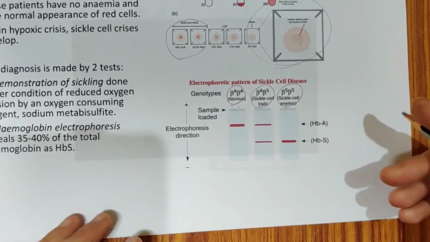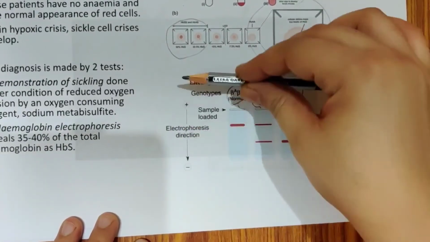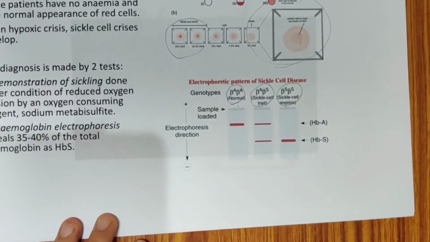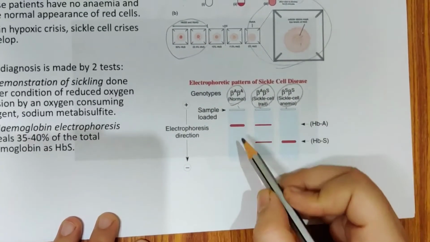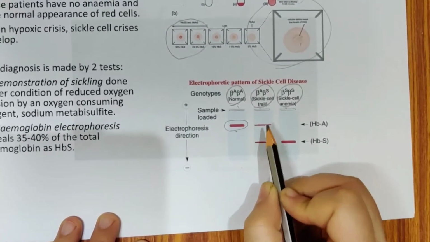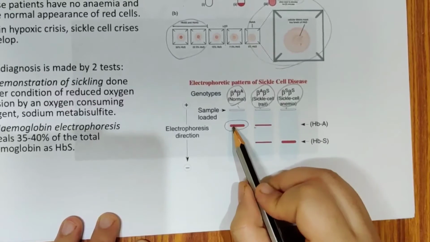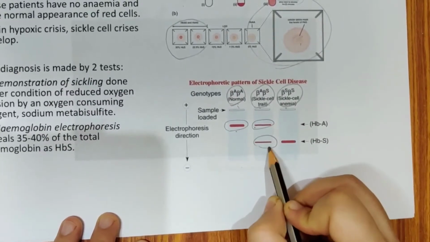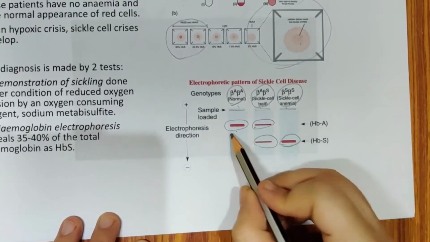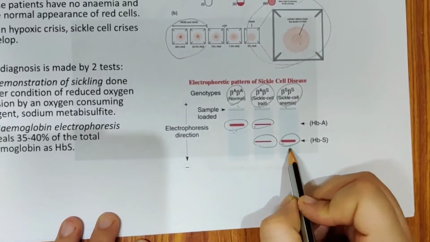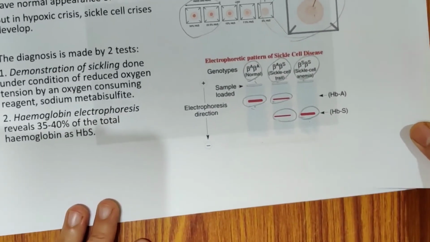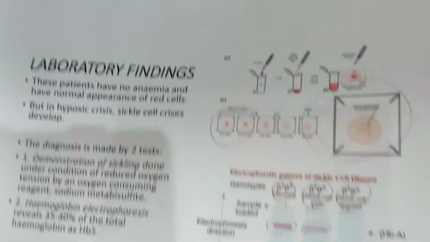In this current, what happens? It will flow from positive to negative, from anode to cathode. If you see, the normal hemoglobin will come and stop over here. In sickle cell trait, you'll have two band formation, and in sickle cell anemia, you'll have one band formation which will surpass the normal adult hemoglobin. HbA will be surpassed by HbS.